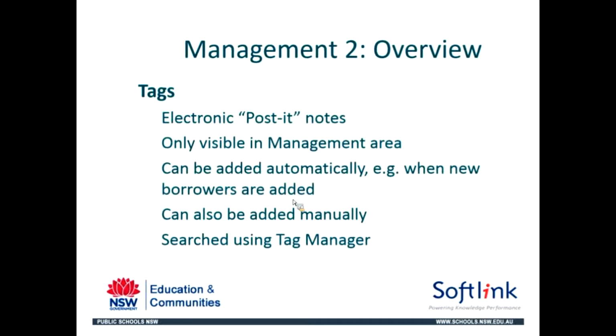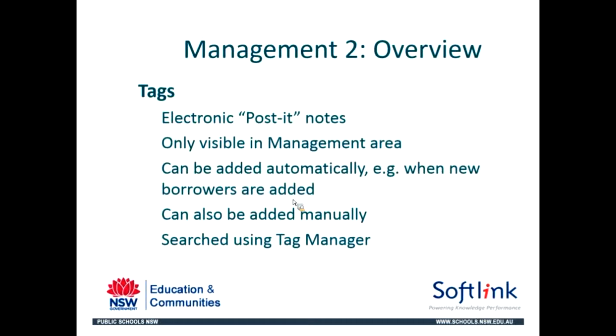Nobody can see these tags except for people who can see the management screens, the cataloguing screens. And you can have multiple tags attached to records. And they can be added manually or automatically. Automatic tags include the tags that are added to borrower records when new borrower records are added. So when a new student arrives at the school, they're automatically added to Oliver. They're also tagged automatically so that it makes for a quick and easy identification to locate those borrowers. This also occurs for staff.